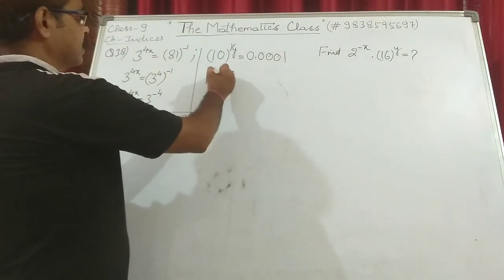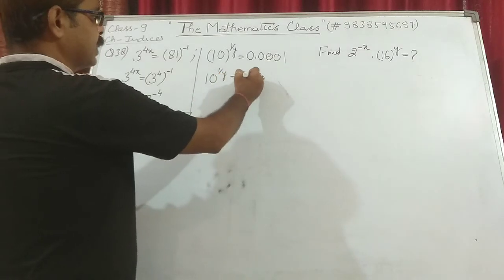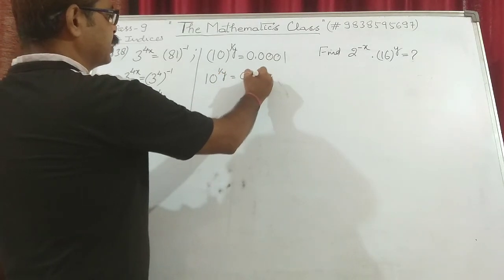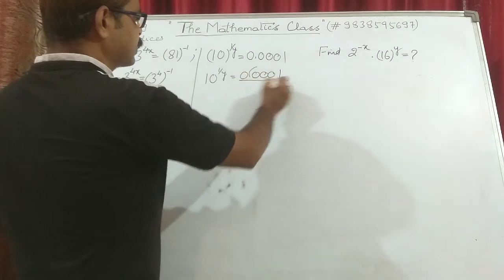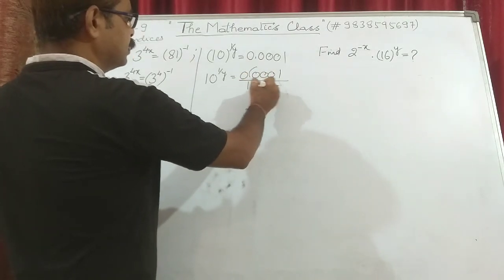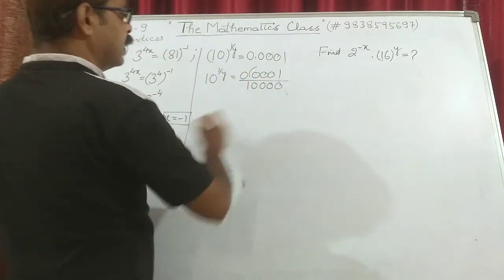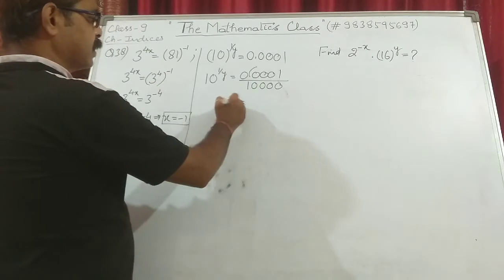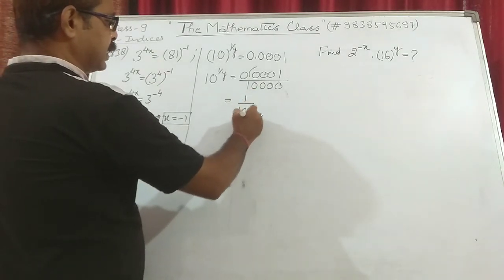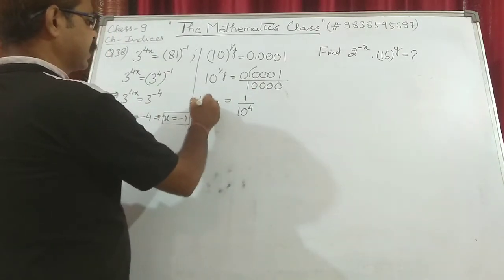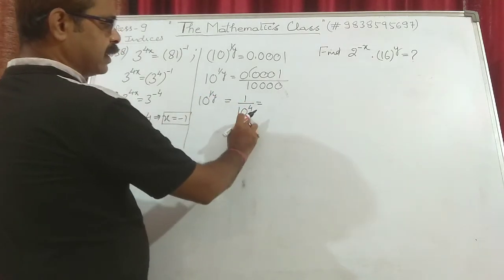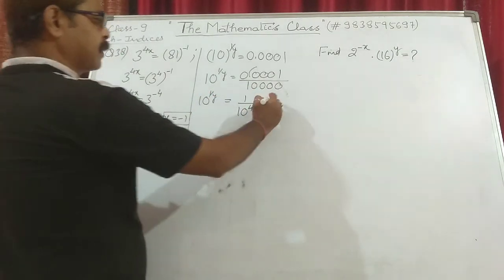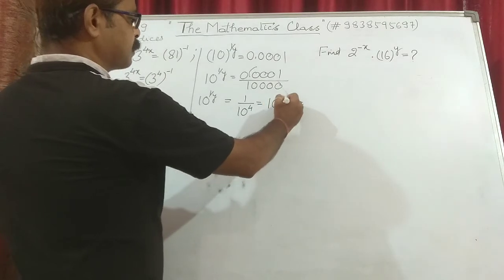10 to the power 1 upon y can be written as 0.0001. You remove the decimal, increase how many zeros? 1 will come here. 1, 2, 3, 4. It means 1 upon 10,000. 1 upon 10,000 can be written as 1 upon 10 to the power 4. Here it can be written as 10 to the power 1 upon y. Now if you bring this power to the numerator, it will become negative. So 10 to the power minus 4.